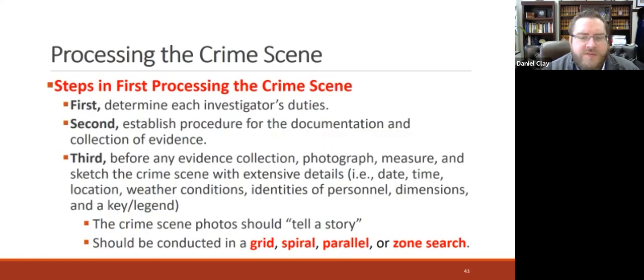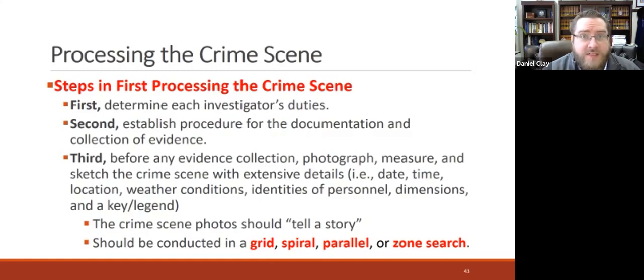Now, this is where people start to question it. What? Weather conditions. Holy cow. Weather conditions are important. Like if you kill somebody outside and it's raining, that evidence is getting washed away. The trace evidence especially is getting washed away. There's not a whole lot they can do.